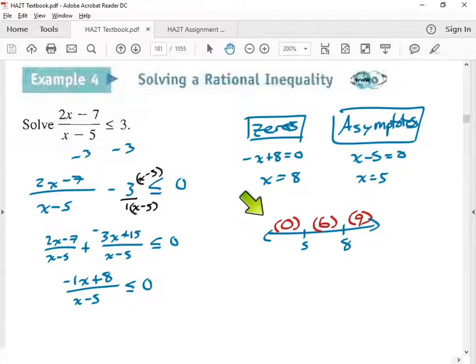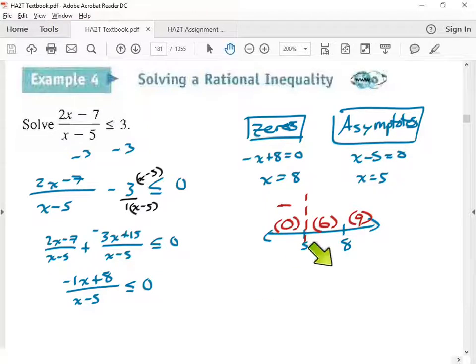Let's do these in our head, shall we? 0. I plug in 0 right here, and I have an 8 on top. If I plug in 0 right here, I have a negative 5 on the bottom. So I have 8 over negative 5. Is my answer going to be positive or negative in this interval? It'd be negative. Because why? We have a positive 8 divided by a negative 5. Positive divided by negative is a negative.